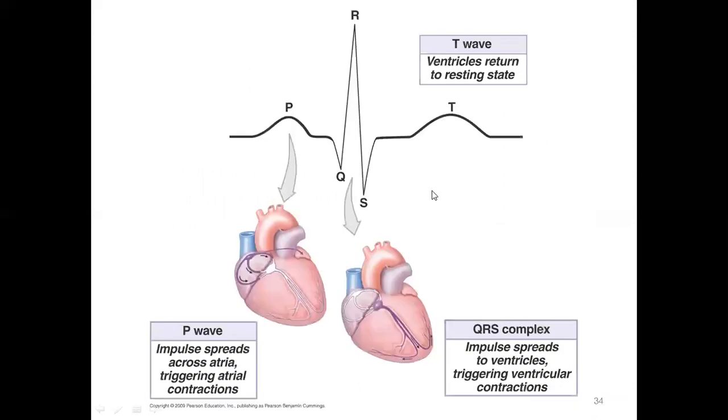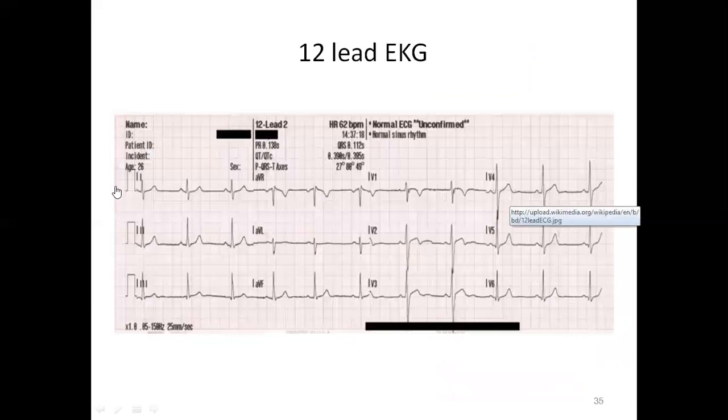See here you can see the T wave when the ventricles return to resting state. The P wave is recorded when the impulse spreads across the atria, triggering atrial contractions. That means when the blood is entering, there is increased atrial contraction. Then this wave is noted down. Then we have the QRS complex when the impulse spreads to the ventricles, triggering violent ventricular contraction. Then this QRS wave, this high peak, is noted down. See, you can see the 12 lead graphical representation of the electrocardiogram.